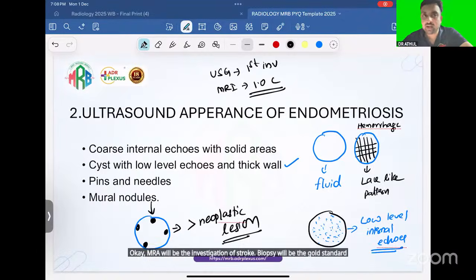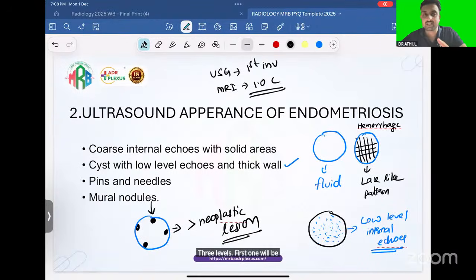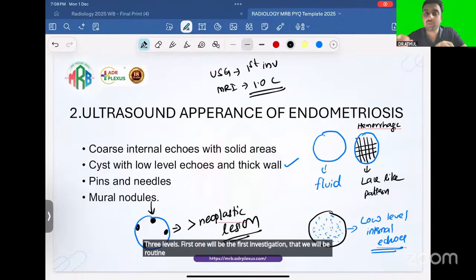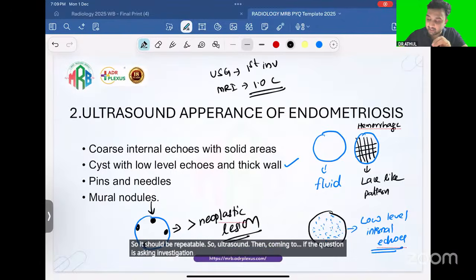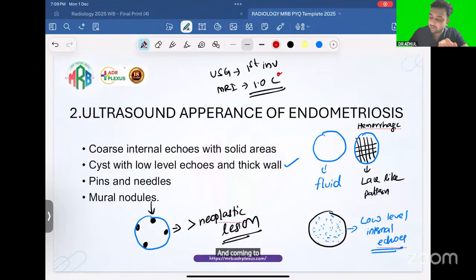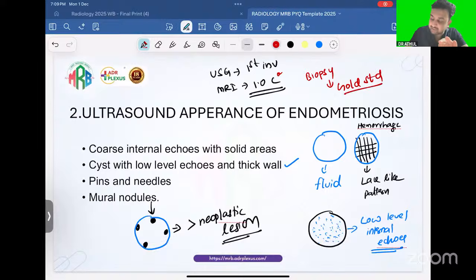Okay, so there are three strata for investigation, 3 levels. First one will be the first investigation that we will be routinely doing. So it will be a non-invasive thing. It should be easily available. It should be low cost. It should be repeatable. So ultrasound. Then coming to, if the question is asking investigation of choice, that is IOC, then it should be of a high quality level, still non-invasive. And coming to biopsy, biopsy is the gold standard. Okay, biopsy is the gold standard.